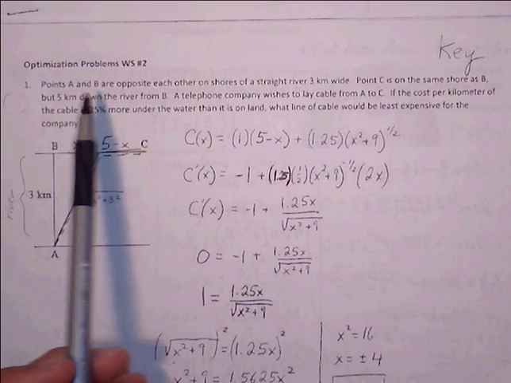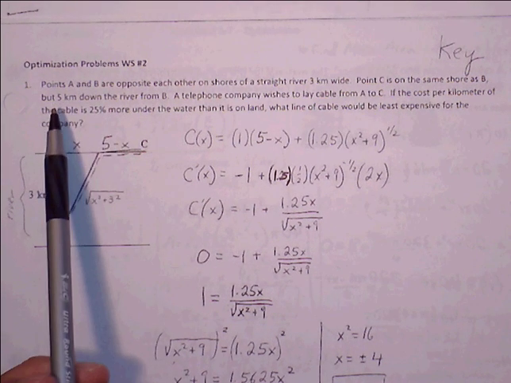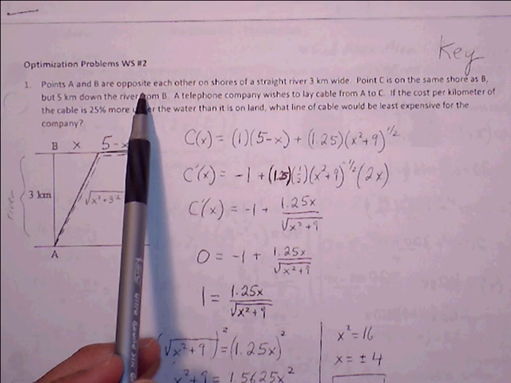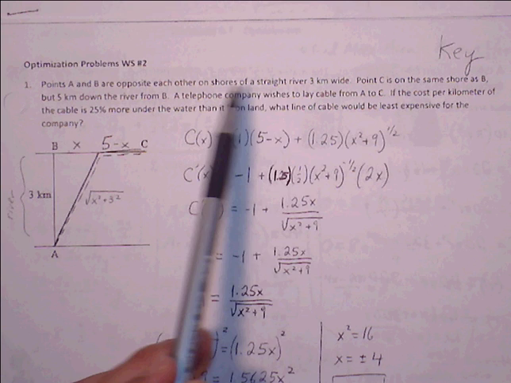This is optimization worksheet number 2. Let's look at number 1 here. It says points A and B are opposite each other on shores of a straight river 3 kilometers wide.